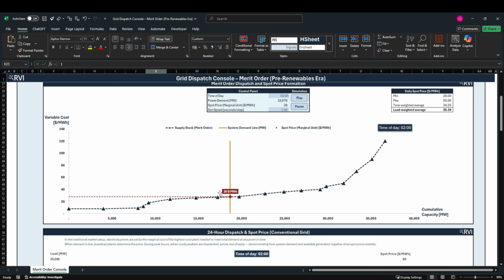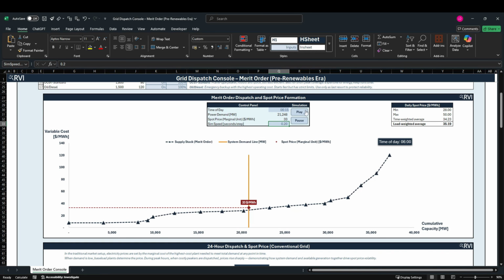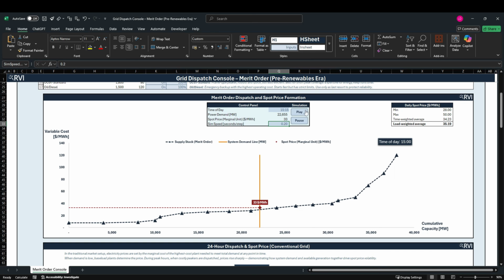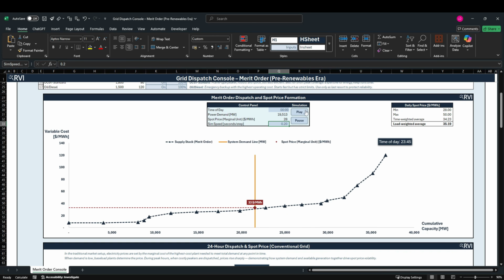Now let's run one fast lap with our additional capacity. We will set the sim speed back to 0.2 and hit play and see what happens. In the early morning, baseload sets a low price. During the commute and daytime, we drift into mid-merit, prices rise but stay contained. During the evening peak, demand pushes right, but with the extra capacity, the spike becomes a rounded plateau, not a cliff. Late at night, demand falls back. Baseload takes over and prices settle.